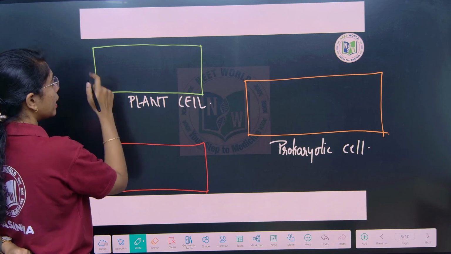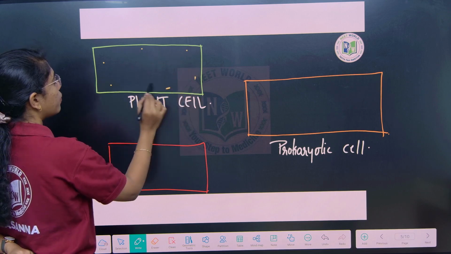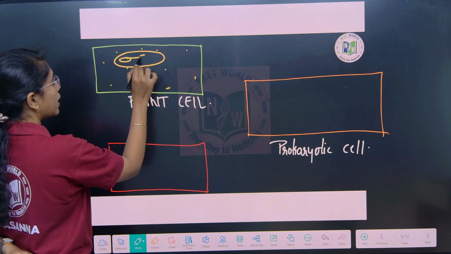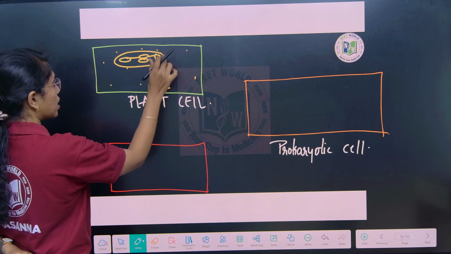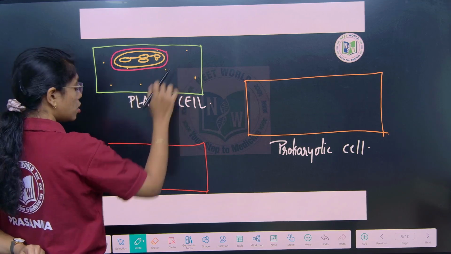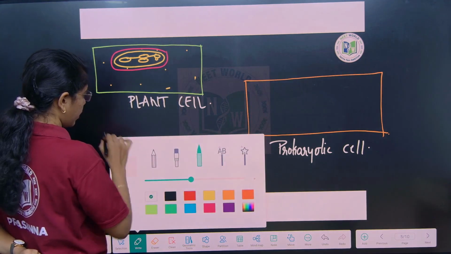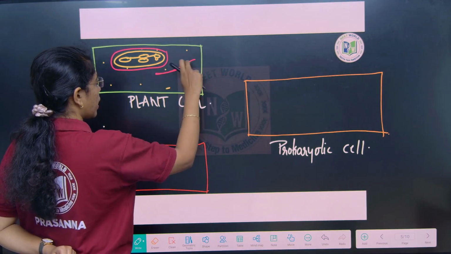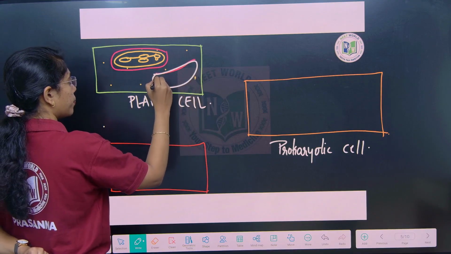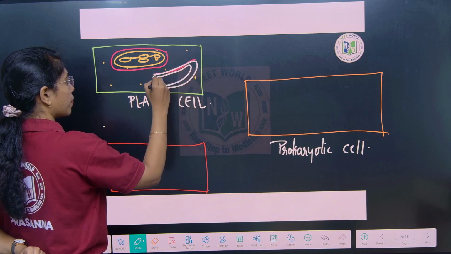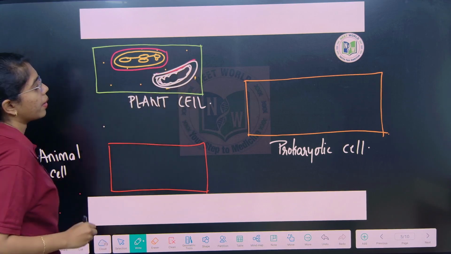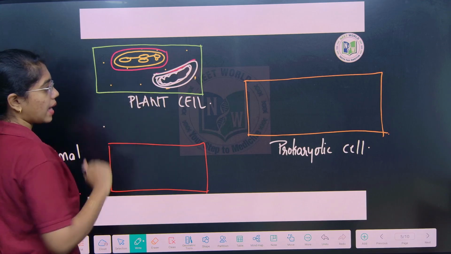In a plant cell we have cytoplasm, and where does the photosynthesis take place? Inside the chloroplast. Inside the chloroplast photosynthesis occurs, which is a double membrane bound organelle. And plant cells also have the mitochondria, which is the powerhouse of the cell. So, we have chloroplast and mitochondria.